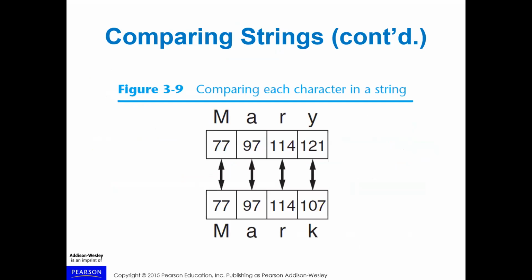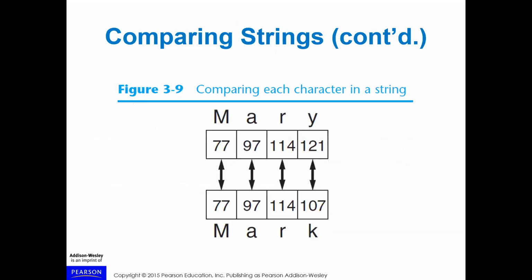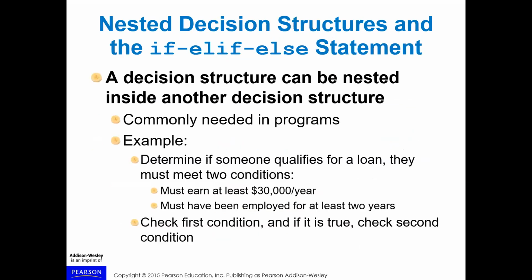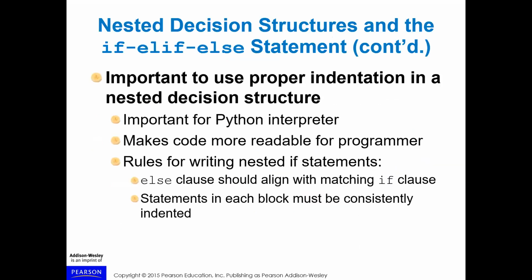This is just comparing strings, and as we know, the strings are ASCII characters. It's better to understand this with examples, so don't worry about this. We talked about nested structures, and we talked about the flow chart already.